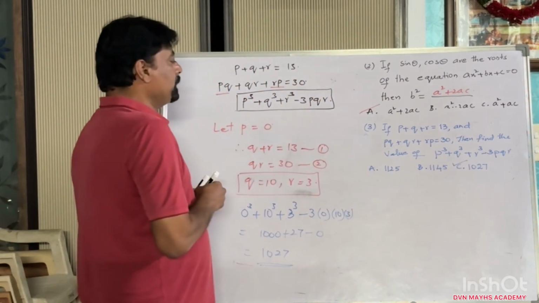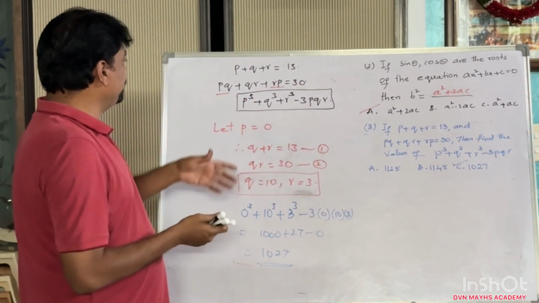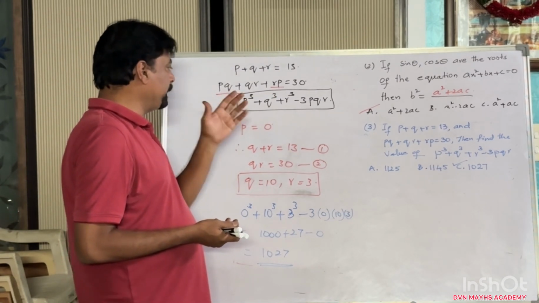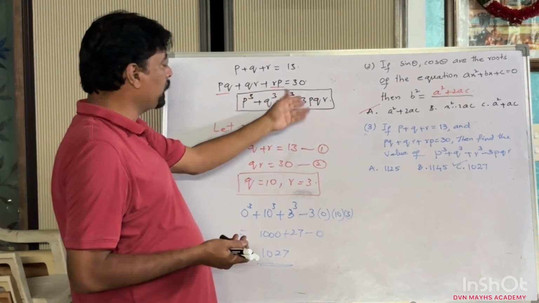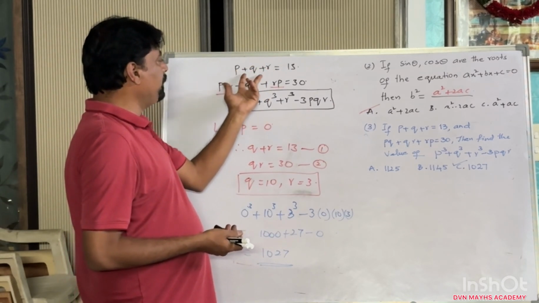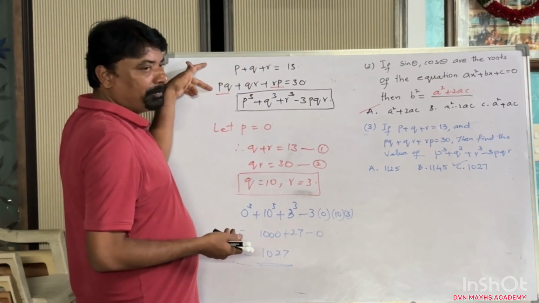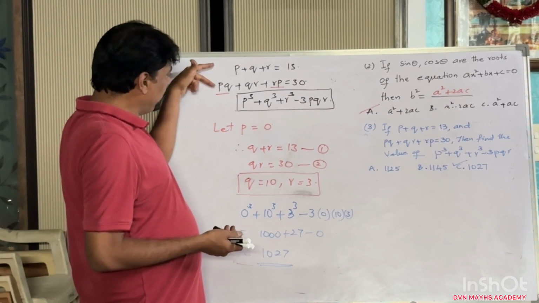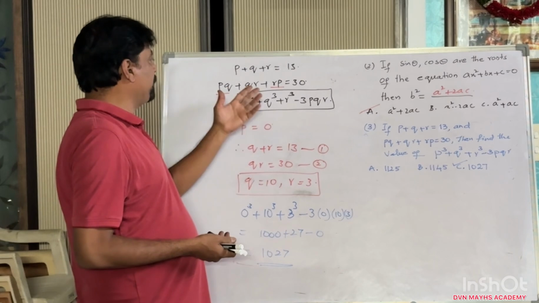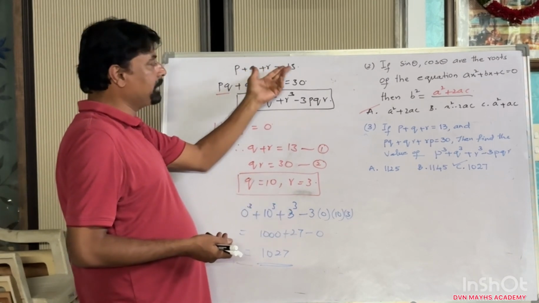So you will get questions like these in competition exams. By seeing this question, we feel we require another piece of information, but without that information also we can find the value of p cube plus q cube plus r cube minus 3pqr. Here three variables are there, but only two pieces of information are given. In that situation, if you take q is equal to 0 or r is equal to 0, you will get the same answer.